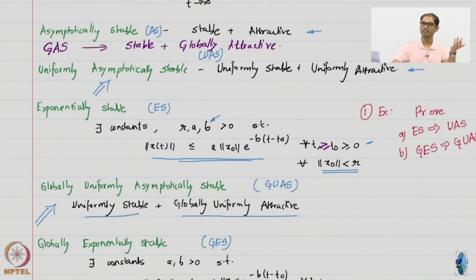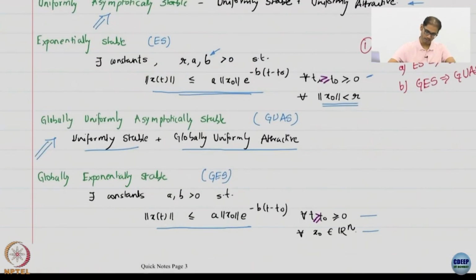The first strengthening is imparting uniformity, which is independence with respect to initial time, and then the second strengthening is giving some kind of a global property, which is basically removing bounds on initial conditions. So initial x0, if it's unbounded, that is, you can allow for any initial condition, then you have global properties. All right, simple, great.